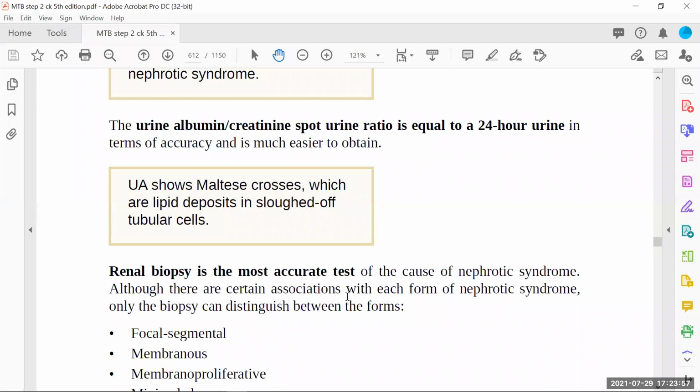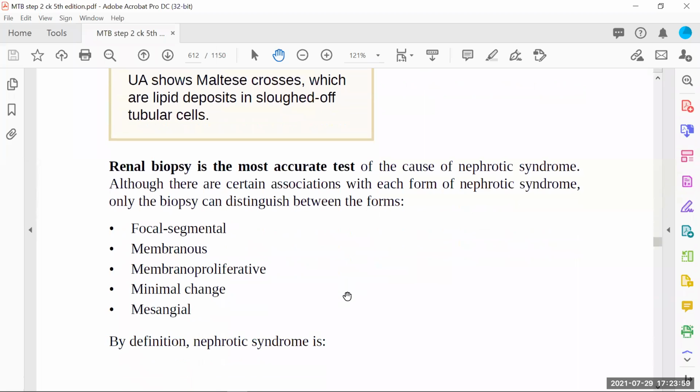So what we will do is renal biopsy. Renal biopsy is the most accurate test of the cause of nephrotic syndrome. Although there are certain associations with each form of nephrotic syndrome, only the biopsy can distinguish. So only on the basis of biopsy, you will see what exactly the histopathology problem is. Where exactly the glomerular membrane is damaged. Who is actually responsible? Either it's a crescent formation, or it's an antigen antibody complex that is responsible for the glomerular damage. And that's why you can easily say, okay, this is the particular disease responsible for this whole damage.